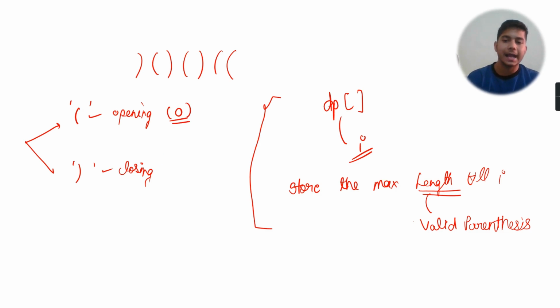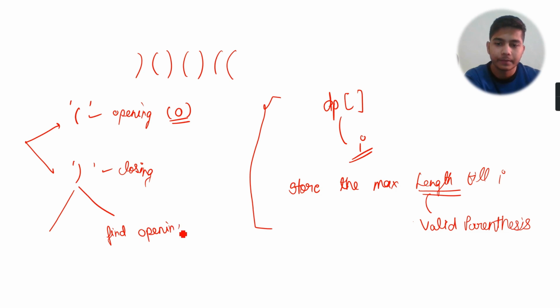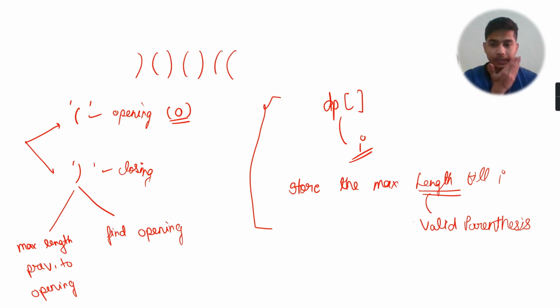If it's a closing, there will be two cases. There will be two things. Either is there any opening or not for it, right? If there is any opening, then we have to check for that, right? So if it's a closing bracket, there will be two conditions. Find the opening for it, right? So what you have to do is find the opening and check the max length previous to opening, right? So things might not be clear till now, right?